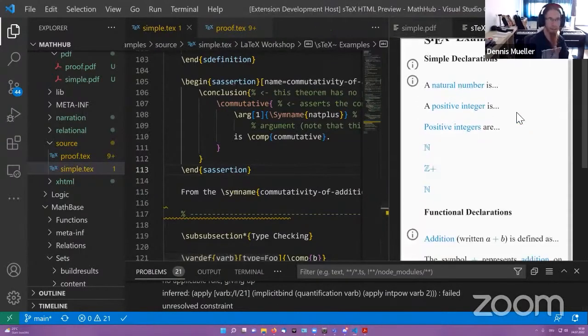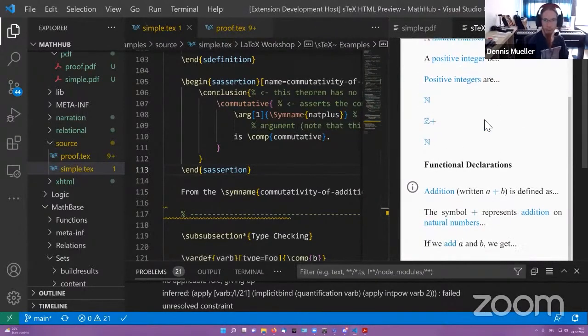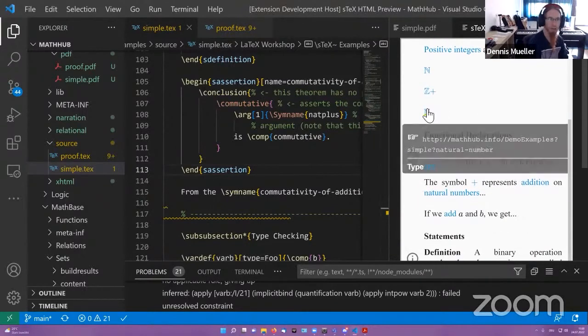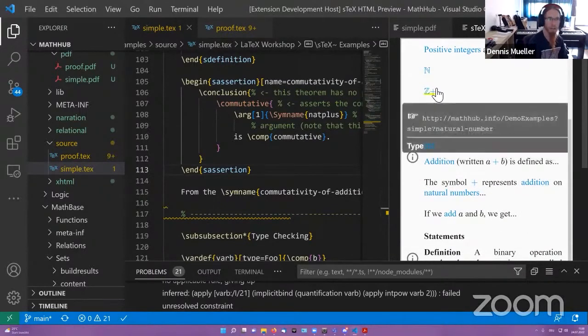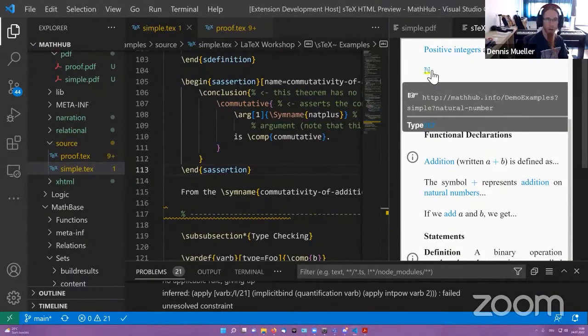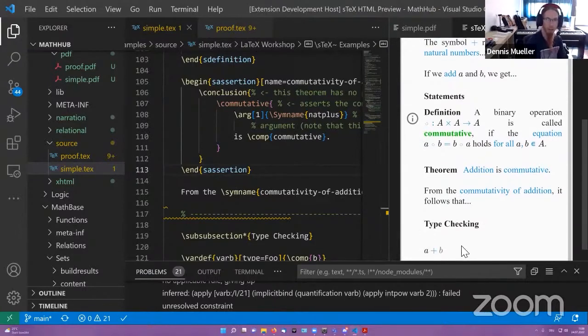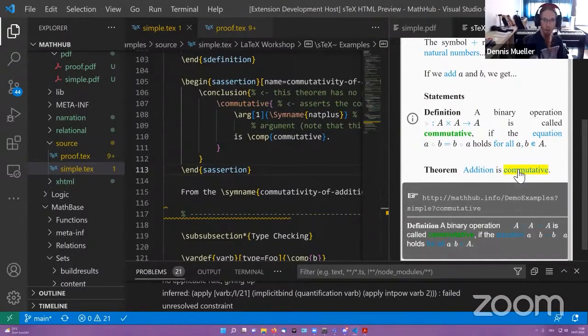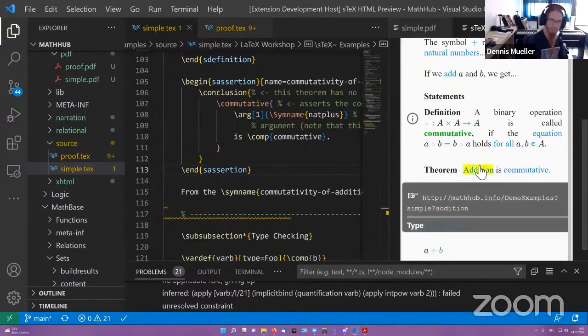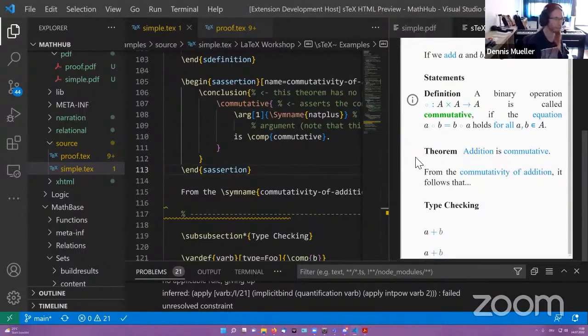Ta-da! Here's the HTML version. And now you can notice what you get out of it. So I can still hover over all of these things. And now MMT does some fancy magic. For example, here where I have provided commutativity with an actual definition, if I now hover over commutative, it will show me this definition right here in the document, which is extremely helpful if you keep in mind how complicated mathematical documents can get.